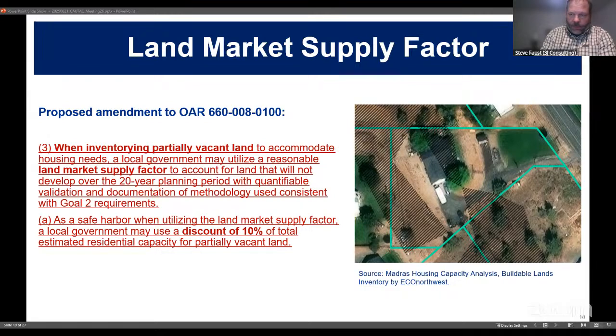Sorry, yeah. I think a safe harbor provided by the state in terms of how to conduct that calculation is one of the ways in which local governments can rely upon in making that assessment of what is the capacity of partially vacant land. And that's the mechanism that's used here. Okay. Brock, and then we need to move on to our next topic.